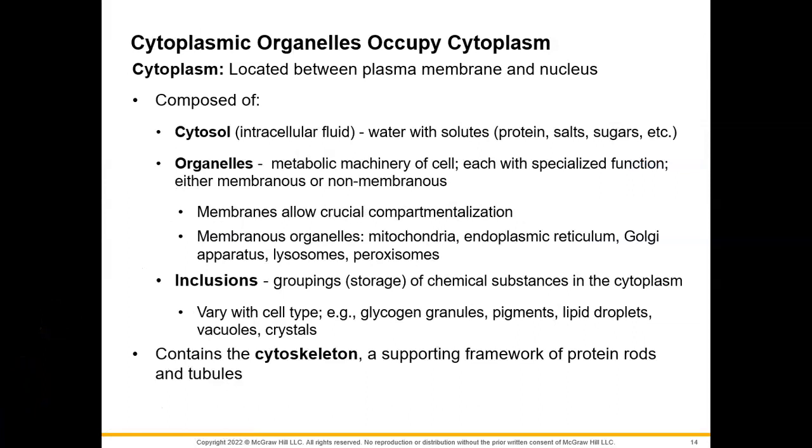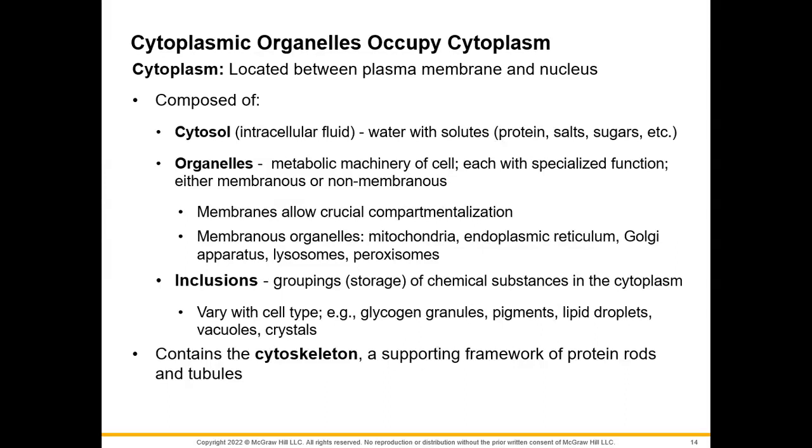Cytoplasm is located between the plasma membrane and nucleus. It is composed of cytosol, also known as intracellular fluid. It's water with thousands of solutes. It includes proteins, salts, sugars, amino acids.